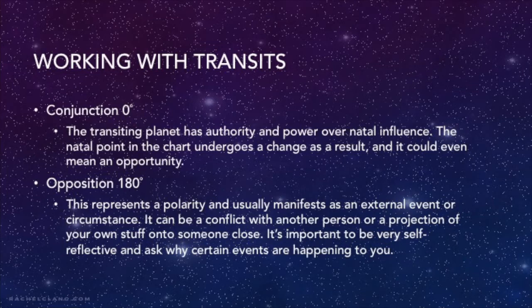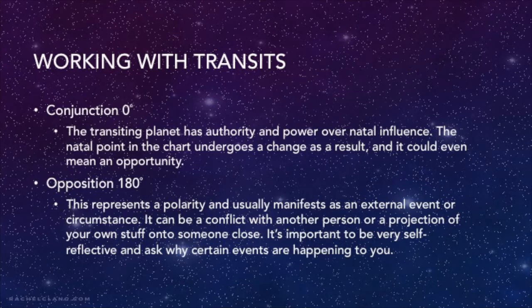Oppositions at 180 degrees apart represent a polarity, and usually with a transiting opposition, this plays out in an external event. So it feels like something is happening to you. It can be a conflict with another person. It could even be a projection of your own stuff onto someone else that then creates a sense of conflict or a sense of strife.